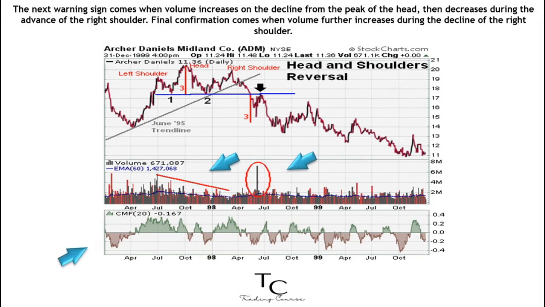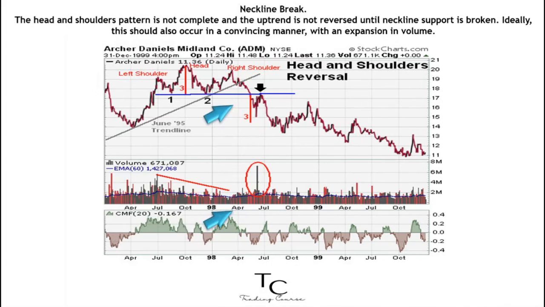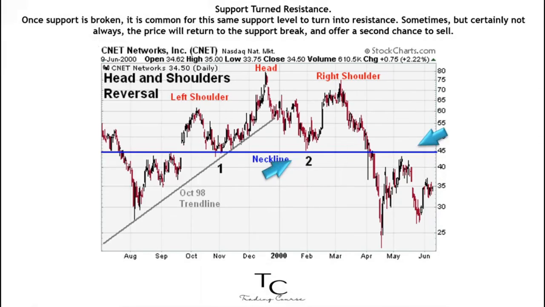The next warning sign comes when volume increases on the decline from the peak of the head, then decreases during the advance of the right shoulder. Final confirmation comes when volume further increases during the decline of the right shoulder. Neckline break. The head and shoulders pattern is not complete and the uptrend is not reversed until neckline support is broken. Ideally, this should also occur in a convincing manner, with an expansion in volume.